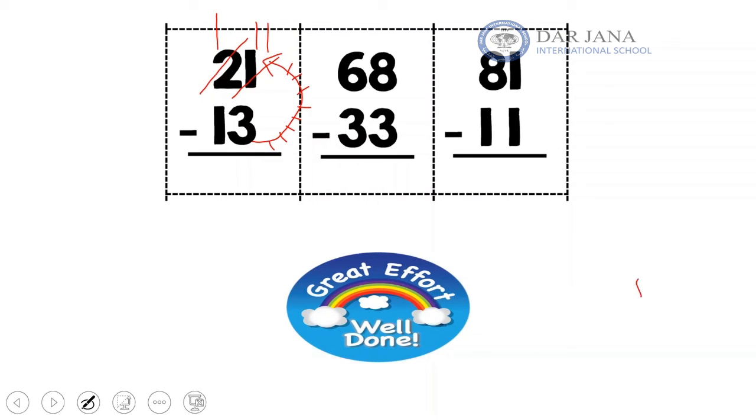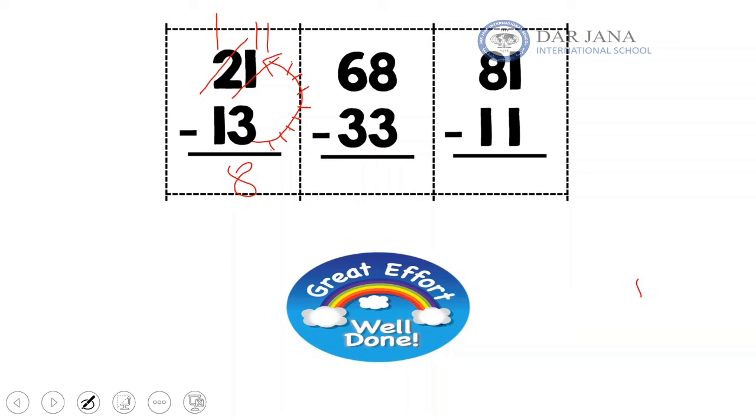Very good. Now, 11 minus 3 equals, let's count. 1, 2, 3, 4, 5, 6, 7, 8. The answer is 8. 1 minus 1 is a 0. Do you remember when I told you, don't put a 0 under the tens? Yes. So the answer here is only 8.